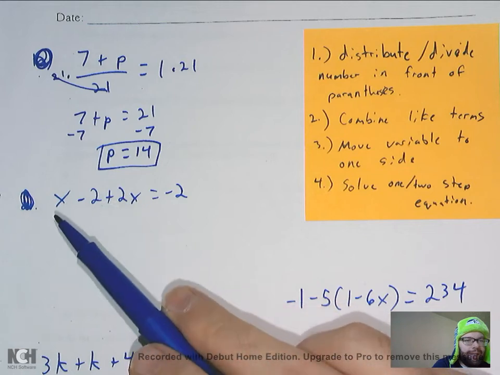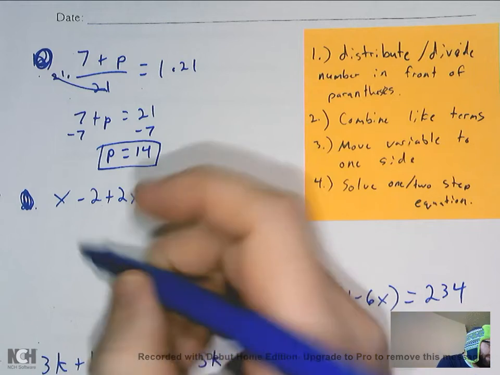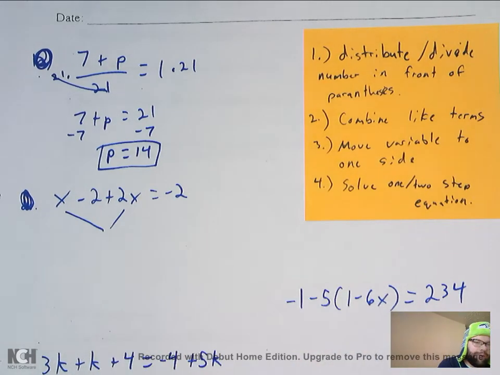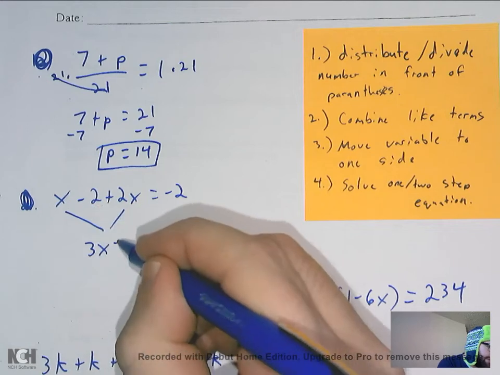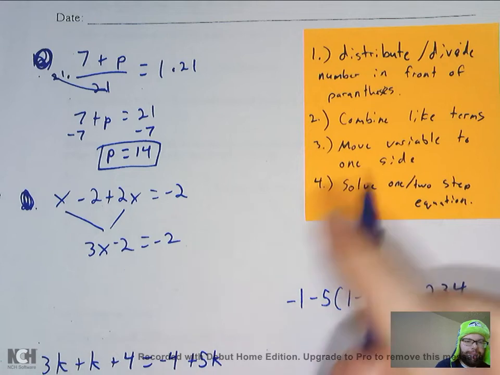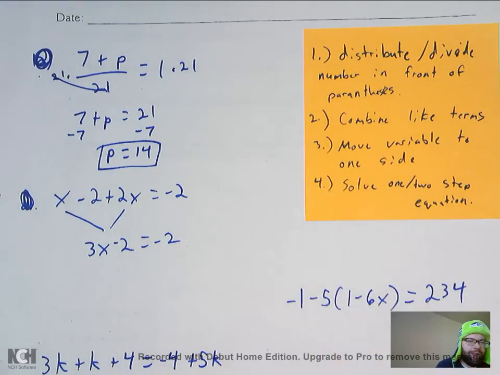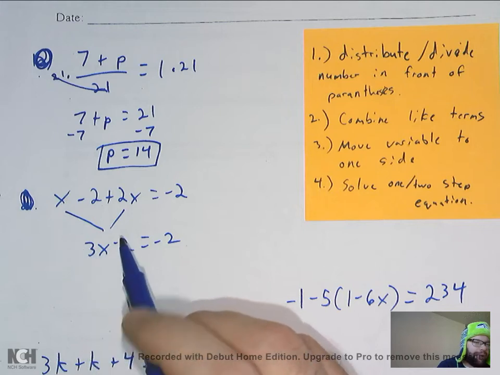Okay, looking at this next example, there's nothing to distribute, but there does appear to be like terms, right? I have 2 different x's on the same side of the equal sign. So the first thing I'm going to do is combine those x's. So I'm going to get 3x, and then I still have that minus 2 equals negative 2. Now it's a party problem, right? So the last step here is to solve the party problem. This time I've got a best friend and an acquaintance.